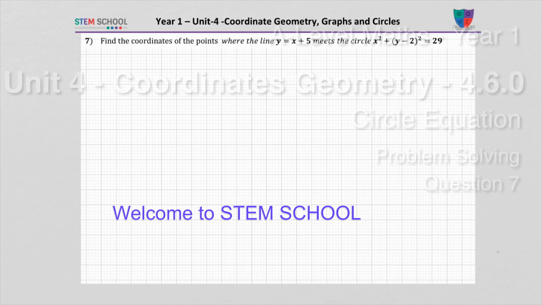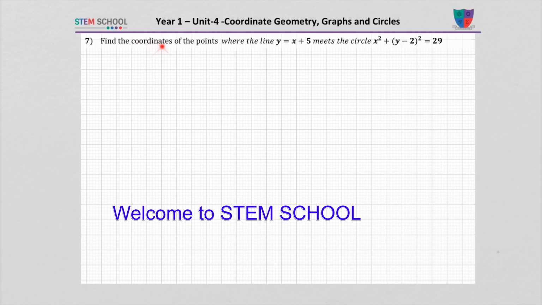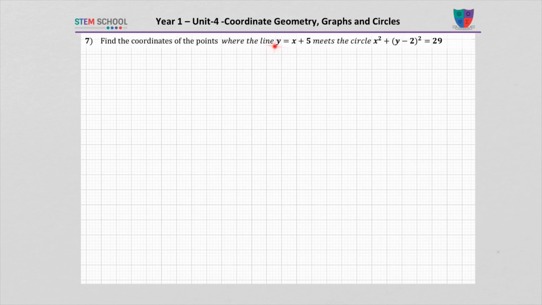Question 7. Find the coordinates of the point where the line y equals x plus 5, that's a linear, meets the circle x squared plus (y minus 2) squared equals 29.